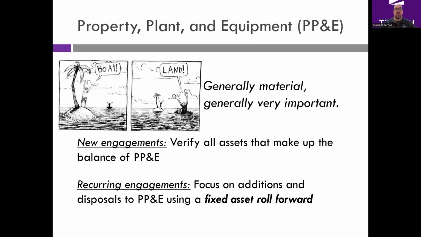So for new engagements, we want to verify that all assets make up the balance of PP&E. In other words, we want to look at every single asset, and we will have to conduct some level of testing for most of those, which is a lot of work. That being said, we do have a kind of shortcut that we can use for recurring engagements, where we're going to focus on additions and disposals to property, plant, and equipment using a fixed asset roll forward. Now, what is the difference? What does that mean?